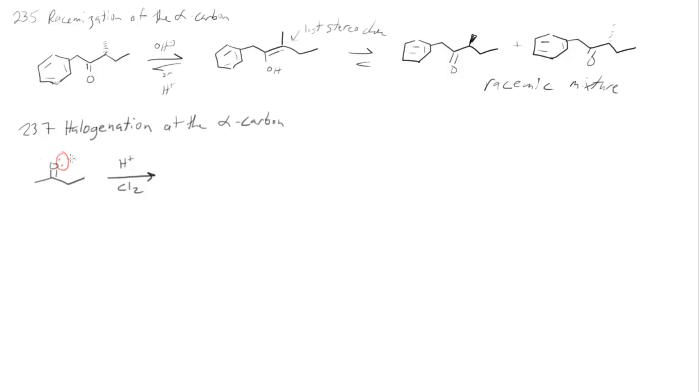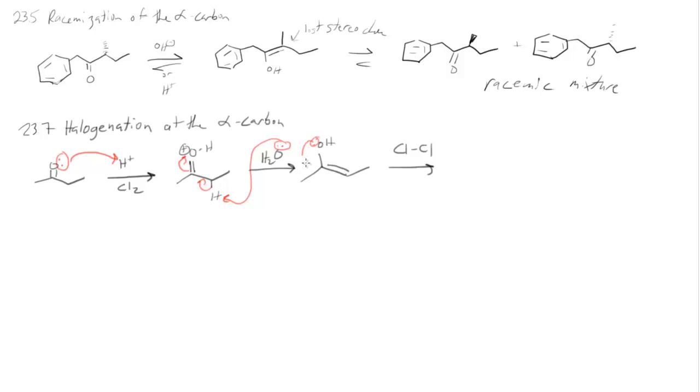If we treat a ketone with acid, we can protonate the carbonyl oxygen. And then water or something else from the solvent can come by and deprotonate to form our enol. So that's just a keto-enol tautomerization. But now once we have the enol, that can react with our Cl2. And now the mechanism, while similar to what we've seen before, is slightly different.